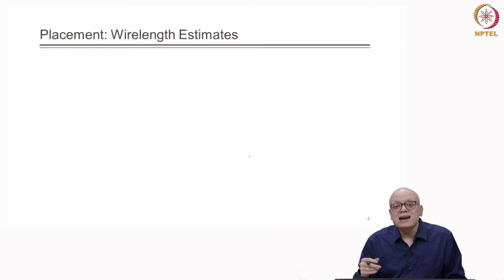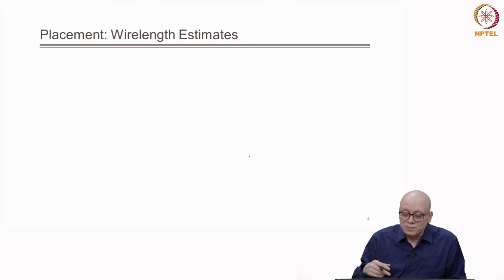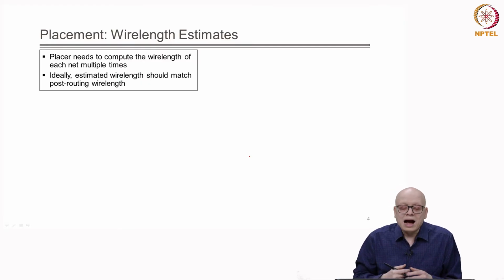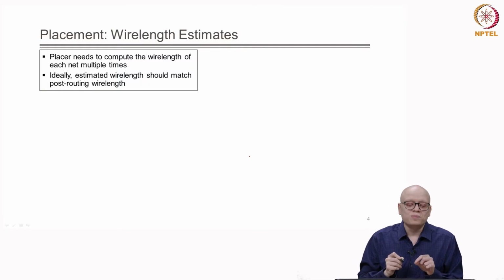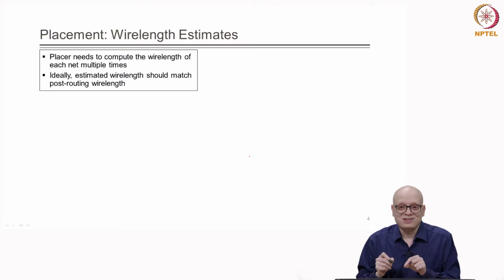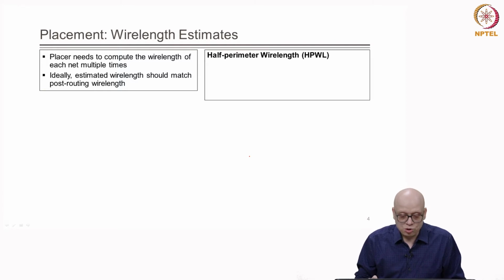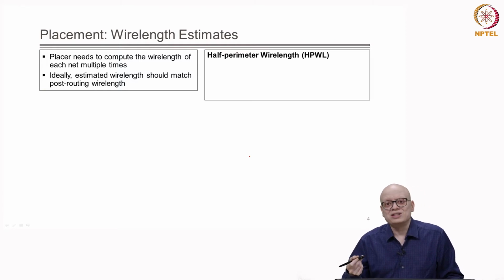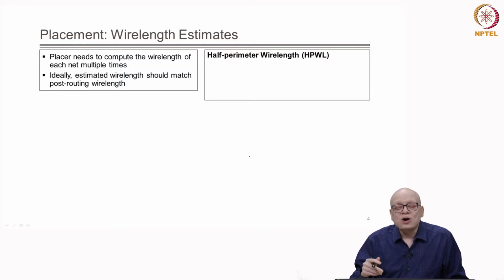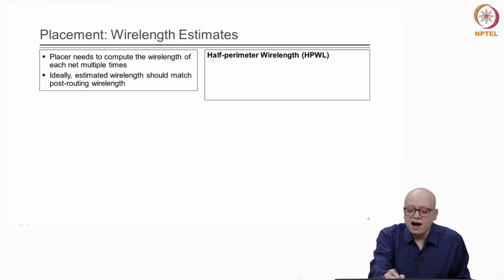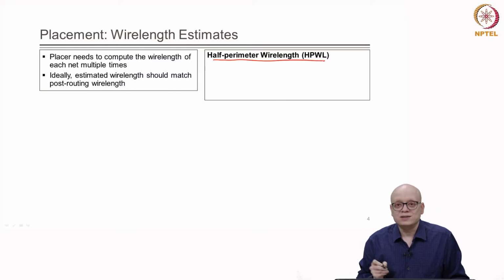whether it will lead to a small wire length or a large wire length, right. And therefore, wire length estimation is done many times for the nets during placement, right. So, ideally the estimated wire length should match the post routing wire length, but this is a difficult task because we are not doing the routing during placement, right. So, therefore, there are many heuristics which are used to assess or estimate the wire length of the nets during placement, right. And one of the most popular is half perimeter wire length estimation, right.